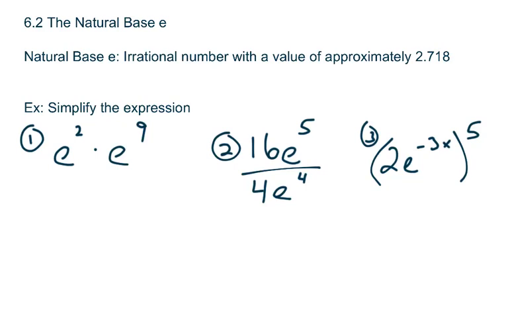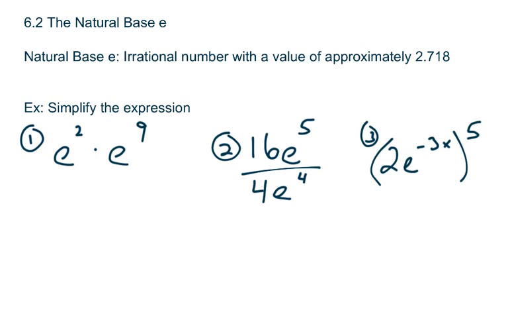6.2, the natural base e. It seems weird to have a number that is the value of e, but that is the case. Natural base e is an irrational number with a value of approximately 2.718. Irrational just means it's a number that can't be written as a fraction.